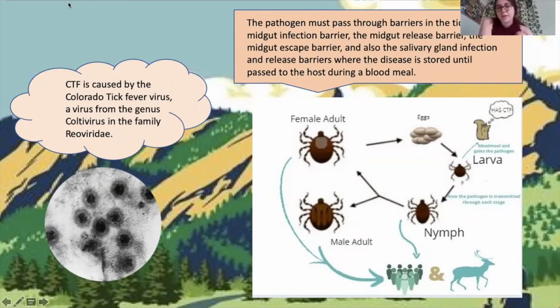The pathogen of this disease is the Colorado tick fever virus. It is in the genus Coltivirus, which belongs to the family Reoviridae. There are many different viruses that come from this family due to its large number of genome segments in the RNA. This allows for different strains of the virus and many different species that can be infectious.